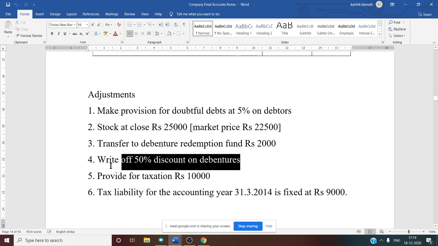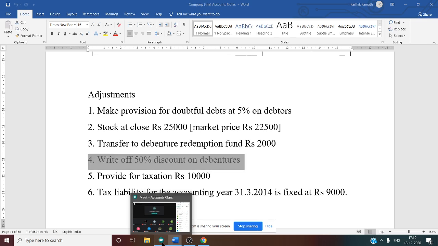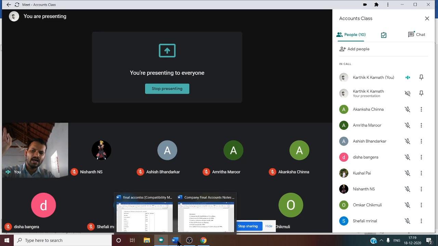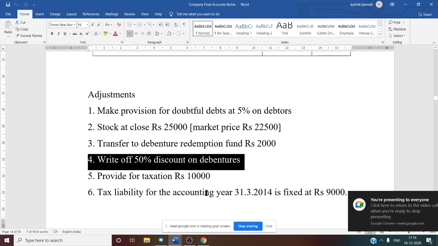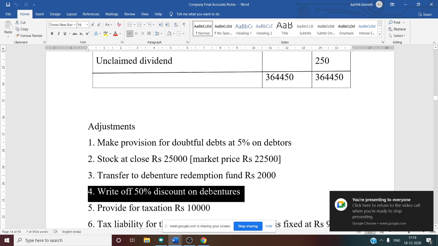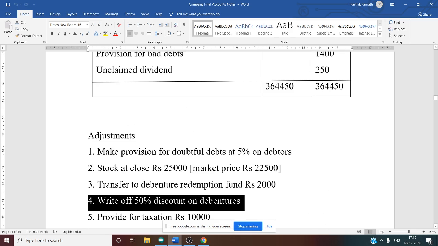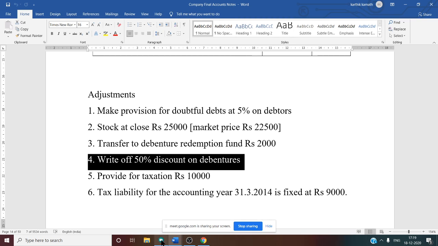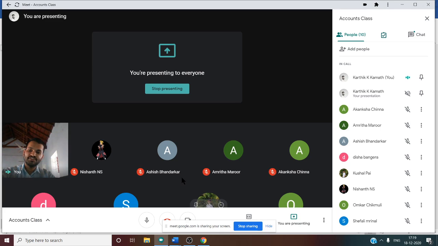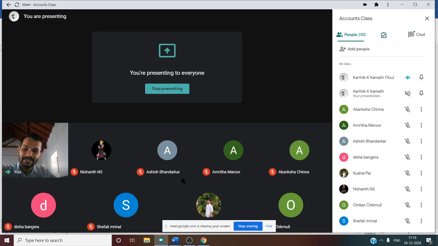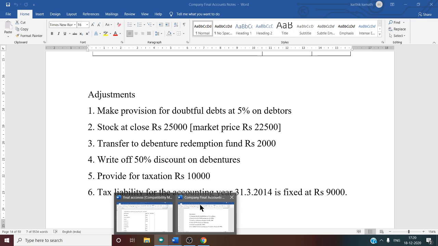Then write off 50% on discount on debenture. So one, that is discount on debenture, it will come in other current asset, that is working note number 21. Then one more thing is discount on debenture, wherever there is a write off. So this is a write off, they have said. Written off means depreciation and amortization expenses. Amortization expenses, working note number 29. There one more time it will come.